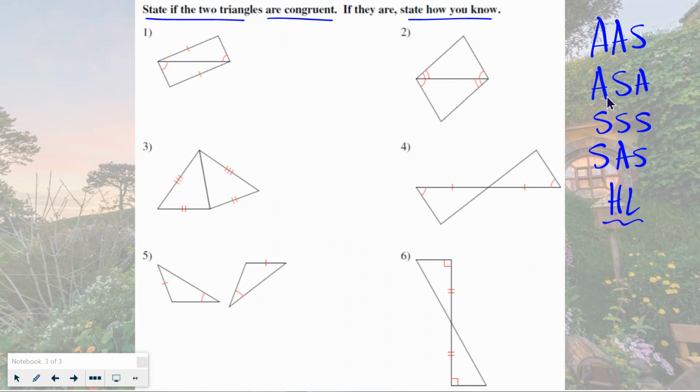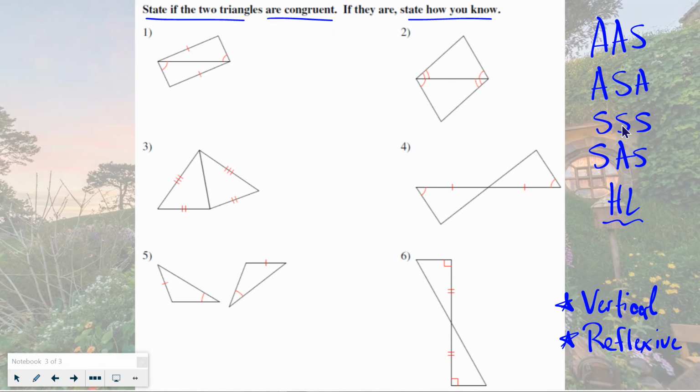So basically just using one of these 5 things, how can we verify that they actually are congruent? Throughout this, we are going to be using vertical angles and the reflexive property. So in addition to what's actually marked in these pictures, we can use vertical angles and the reflexive property just to easily jump to having another pair of either congruent sides or congruent angles.